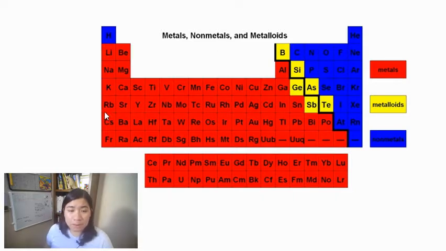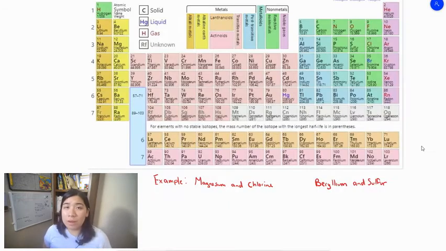Hey everybody, we're going to talk about how to name ionic compounds as well as how to write their formulas. Before we begin, you should know that ionic compounds happen between metals and nonmetals. So if we look here on this periodic table, it happens between the red, which are metals, and the nonmetals, which are blue.